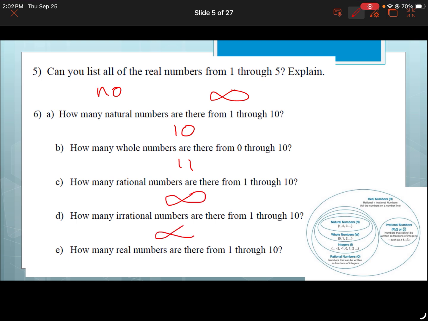You can trust me, they're infinite. And how many real numbers are there from 1 to 10? Infinite. But what's interesting is we have this infinite, we have this infinite. Are they the same size? I don't know. And then this infinite. Is this the same size? Because technically this infinite, the real numbers, is this one plus this one, isn't it? It's the rational plus irrational. And if I'm adding 2 infinites, does that mean that this last infinite is the same size? I don't know. We're going to talk about it.